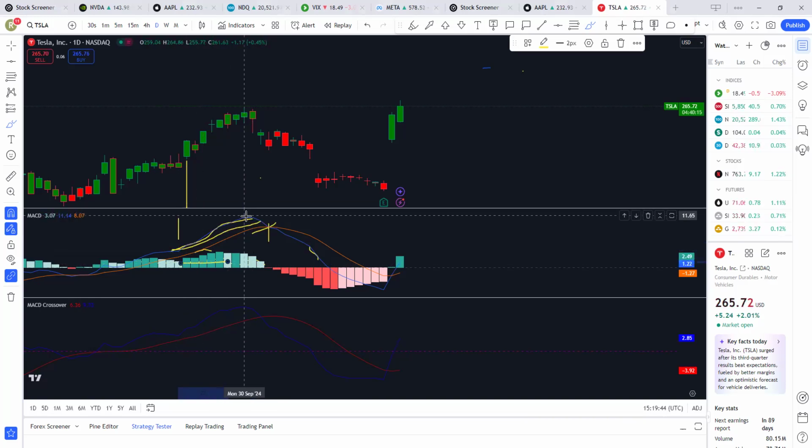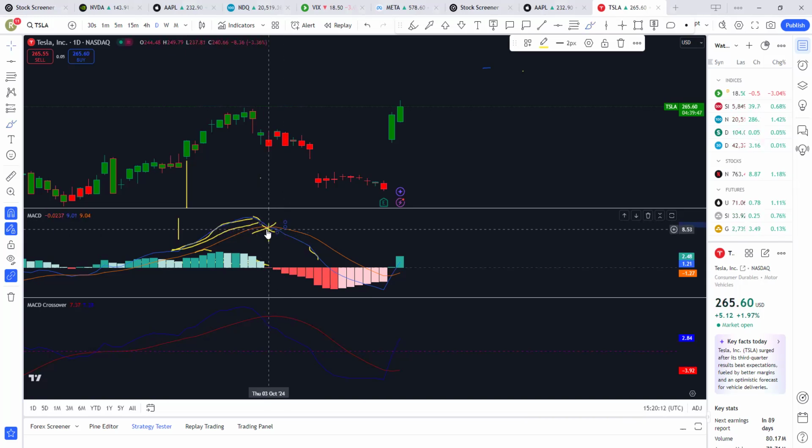And as soon as you see it's about to slope down like this, that means the green from the histogram will be light. That means the momentum is about to switch to red. That's why you see here the blue line is moving down. And now the signal line is crossing above the MACD.